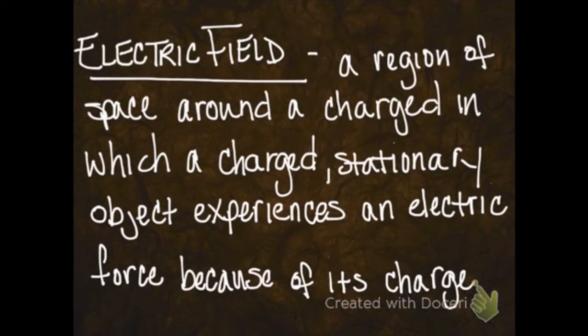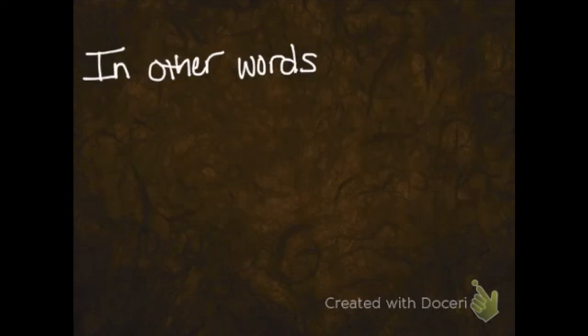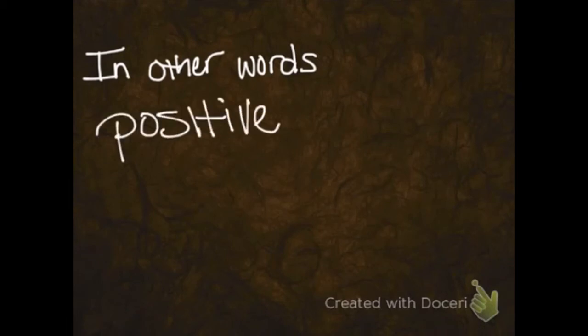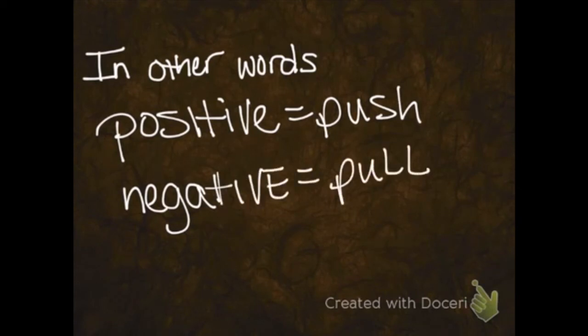Okay. Now we have this here. It says an electric field is a region of space around a charged object in which a charged stationary object experiences an electric force because of its charge. So all in all, what does that really mean? That means, like I said, that if it's a positive charge, there'll be a pushing force around it. Okay, we're going to represent that by lines in just a second. If it's a negative charge, it'll be a pulling force. And when you have a positive and a negative charge together and they're inside each other's electrical fields, then they'll pull each other closer together.